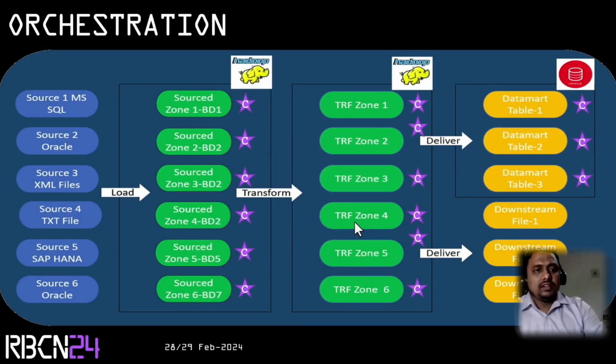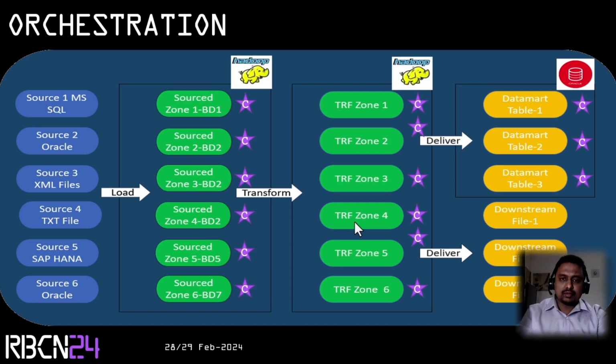When it comes to orchestration, we already saw there were different business layers. So let's assume when our source is directly ingested, the controls for that particular source run, again not at the table level, but at the source level. Similarly, the same pattern is followed for all the sourcing zones.